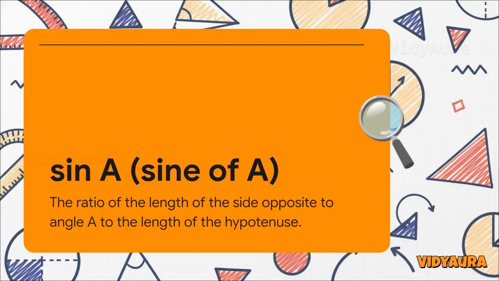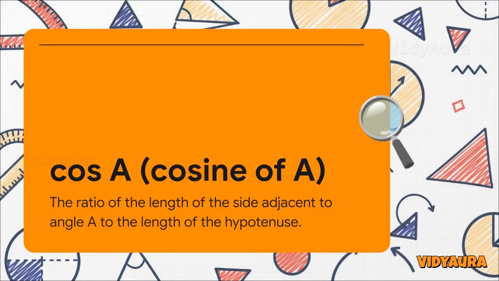First up is sine, which we write as sin. The sine of an angle is simply a ratio. It's the length of the opposite side divided by the length of the hypotenuse. So for angle A, sine A equals opposite over hypotenuse. Next, we have cosine, which we write as cos. And you guessed it, it's another ratio. This time, it's the length of the adjacent side divided by the length of the hypotenuse.